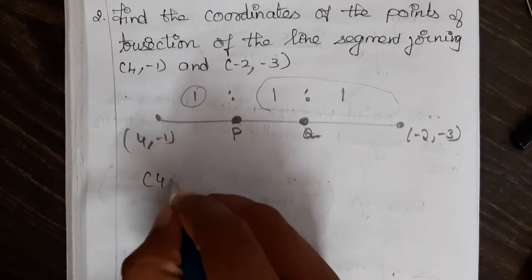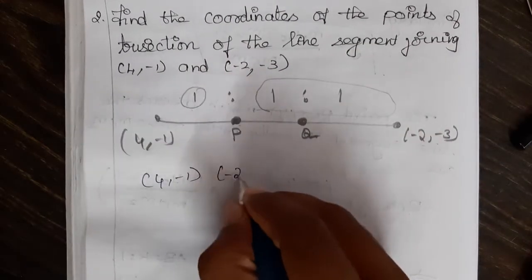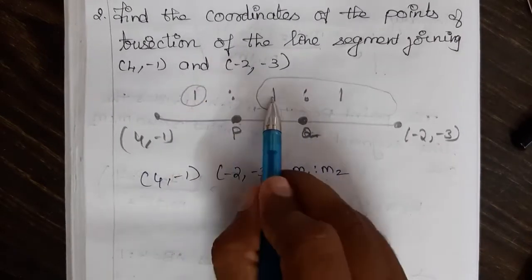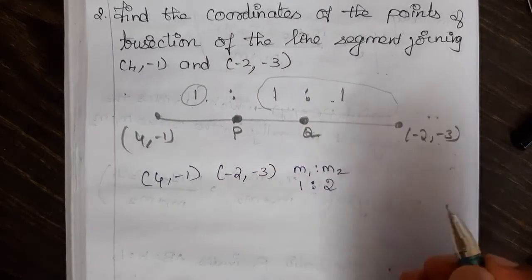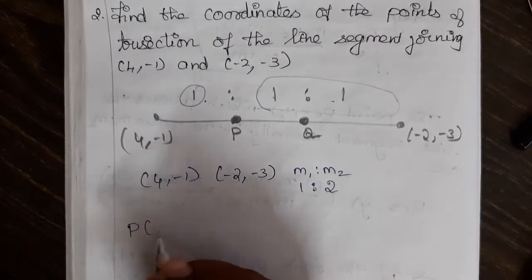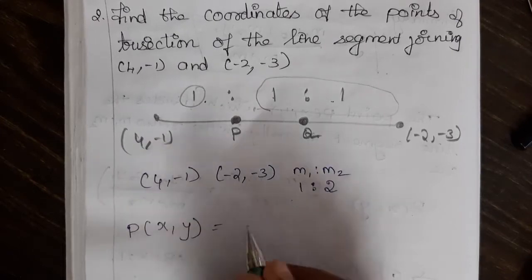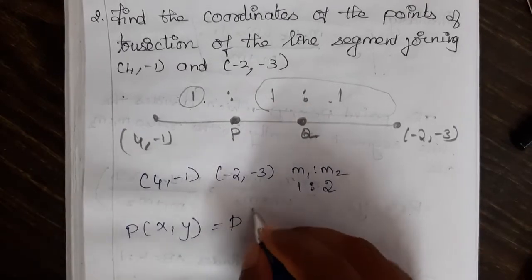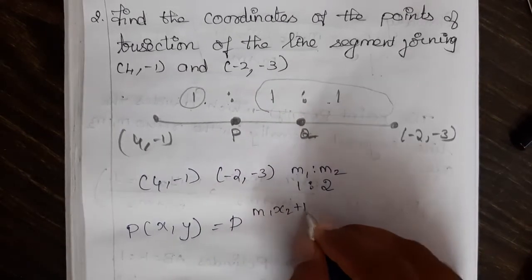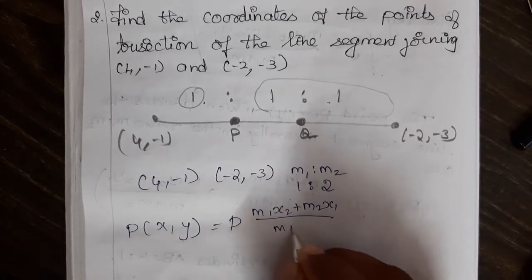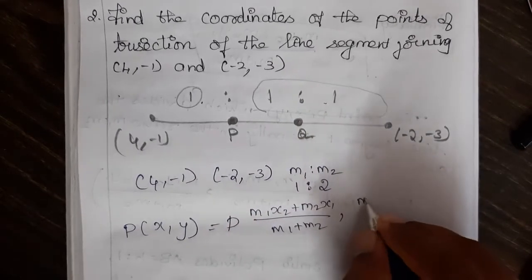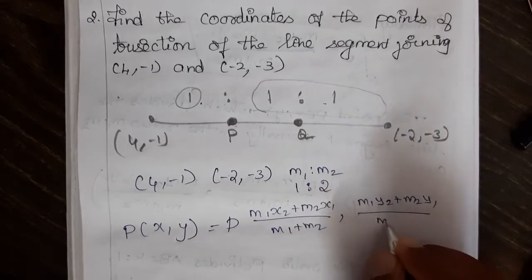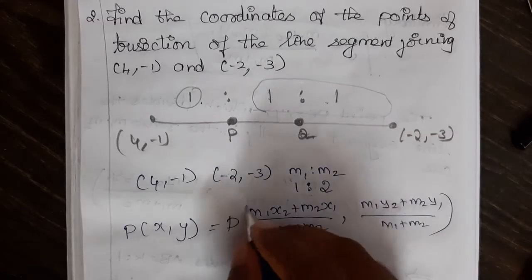So the points will be (4, -1) and (-2, -3). But m1 to m2 here is 1:2, right? So what is the point P? P of (x, y) is just the formula: (m1 x2 plus m2 x1) divided by (m1 plus m2), comma, (m1 y2 plus m2 y1) divided by (m1 plus m2), right?